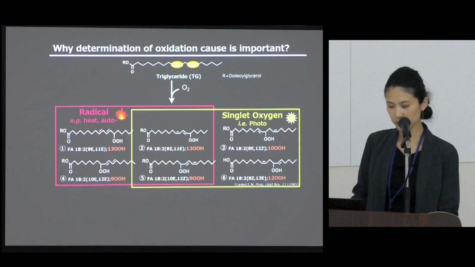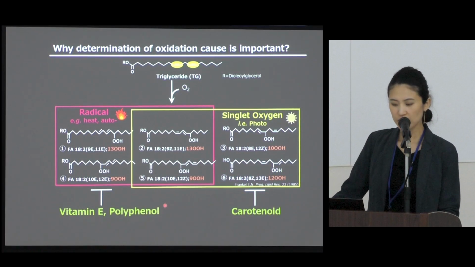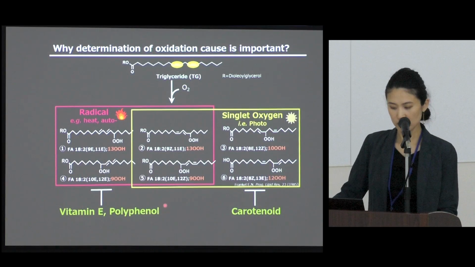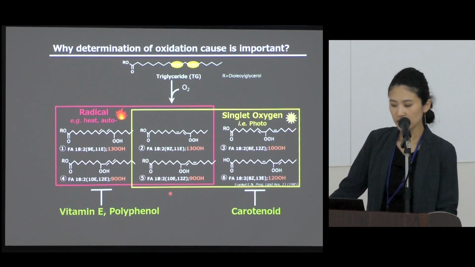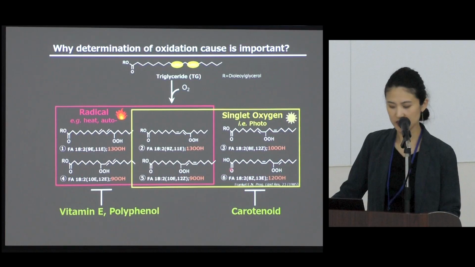Importantly, the antioxidative measure depends totally on the oxidation mechanism. For example, vitamin E or polyphenol is quite effective against radical oxidation, but not so effective against singlet oxidation. Carotenoid or just shading is more effective to prevent singlet oxidation.